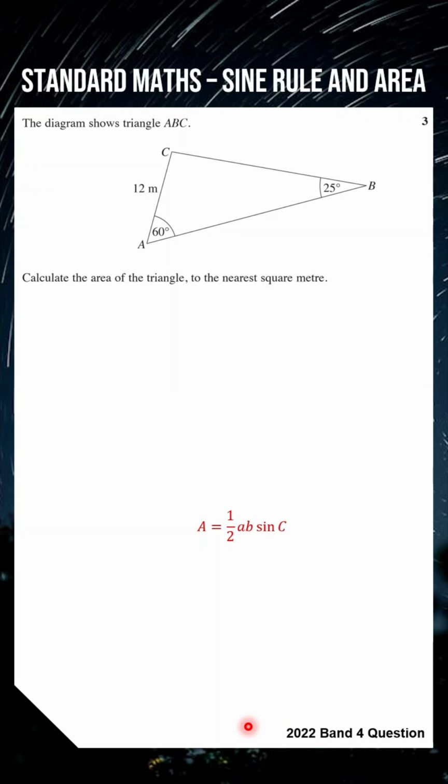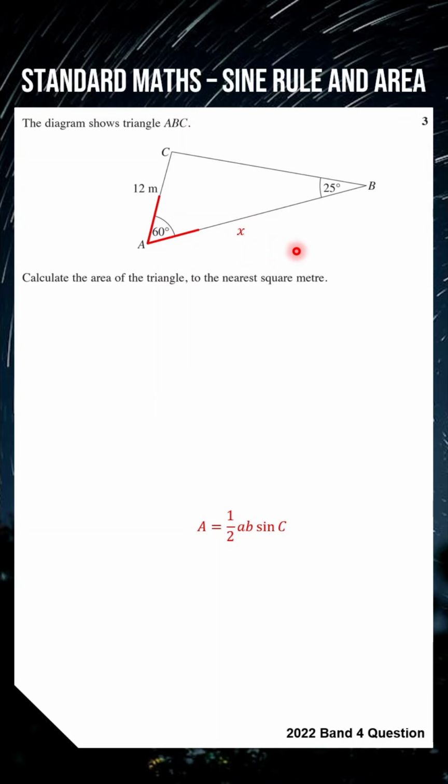Now to use this formula, you need a corner, you need an angle, and you need two sides next to that angle. So over here I can see I have a 60 degrees, I have this 12, so if I can just figure out a way of finding this side here, I can then apply this formula and get my 3 marks. So how can I find the value of this side length in this triangle?